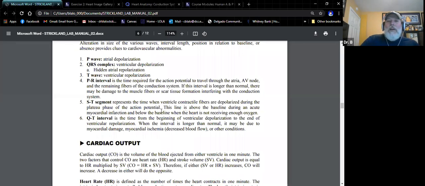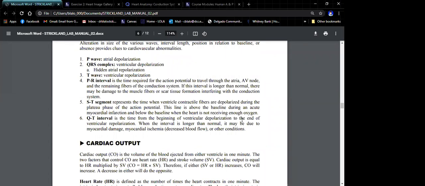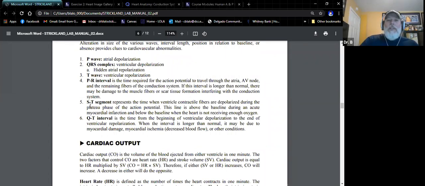So when you call 911 and somebody comes out to your house because you think you're having a heart attack, and they hook you up to an EKG machine in the ambulance, this is the segment they're most commonly looking at, because this is the segment that's going to tell them, yes, they're having a heart attack. The heart isn't getting enough oxygen because this is not where it's supposed to be.